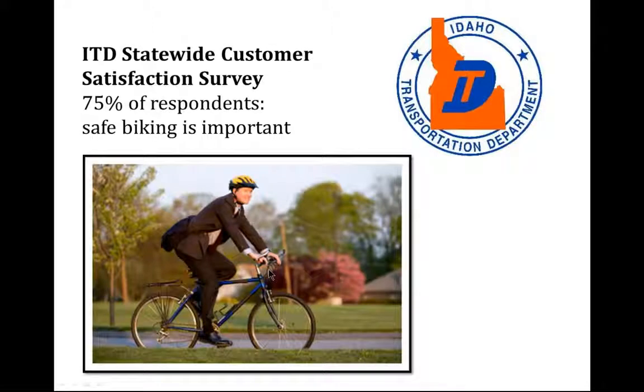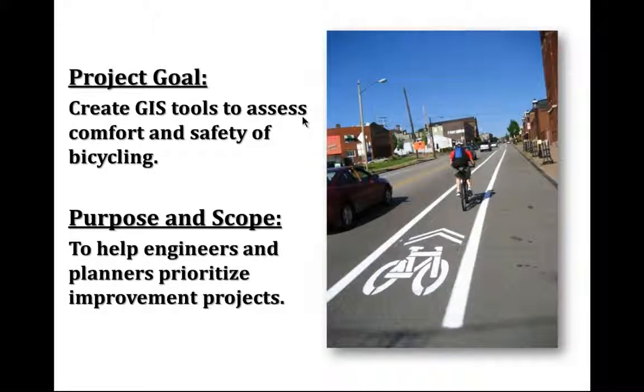This project was motivated by the customer satisfaction survey conducted by ITD each year. Consistently, the survey results show that Idahoans feel bicycling is important. For this reason, ITD sponsored this project with the goal of creating GIS tools to assess the comfort and safety of bicycle travel. The scope of the project is focused on engineers and planners to help them prioritize improvement projects. The tools are not intended for public use.